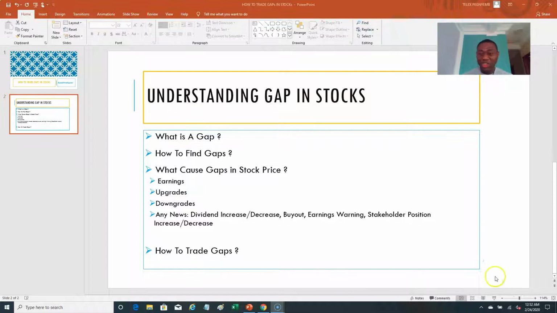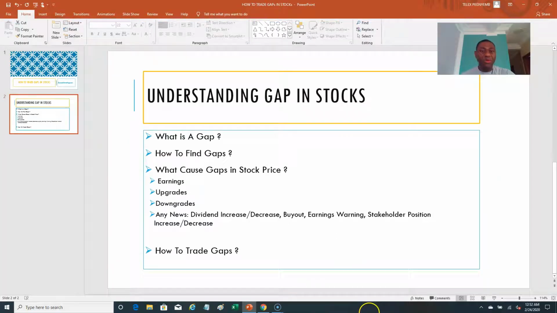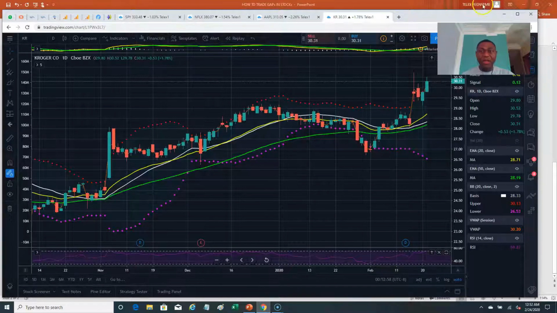Let me put this in presentation mode just to show you the overall menu that we are going to be going through. I'm going to be illustrating all of these things through the chart, because that's where you see exactly what a gap is. It's not that difficult, but you just need to understand it and master how to make money in options with them, because there are a lot of opportunities. Okay, so here, let me bring in TradingView.